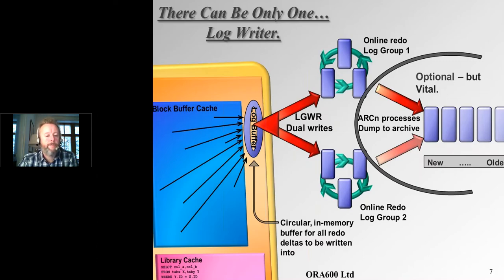If you lose an online redo log group, Oracle will put warnings in the database alert log, but it will keep going so long as it's got one left.